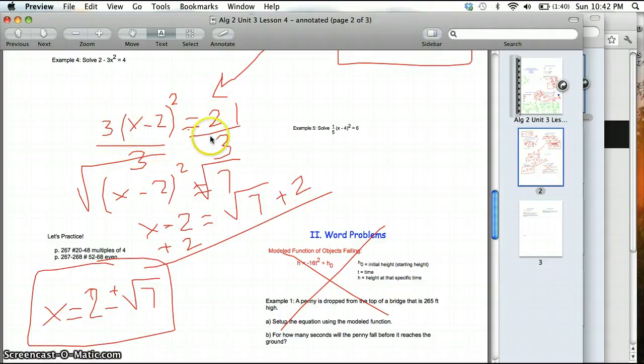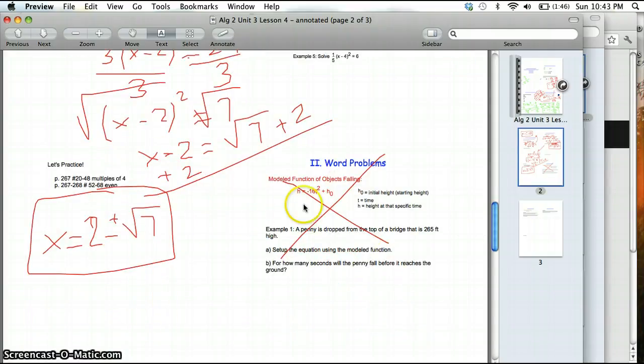So I went ahead and divided by 3. And I got x minus 2 squared equals 7. Then I went ahead and square rooted both sides, and I've got x minus 2 equals plus or minus the square root of 7. I want to get x by itself, so I add 2 to both sides, and I get x equals 2 plus or minus the square root of 7.